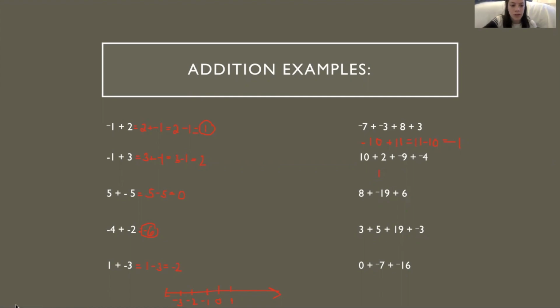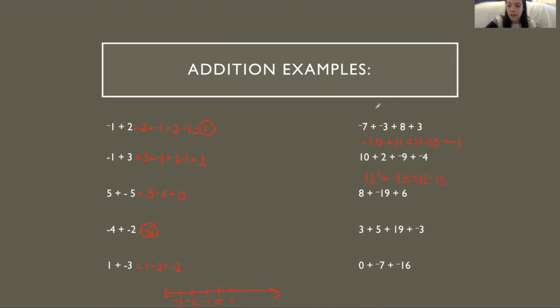So we're just going to do 10 plus 2, which is 12, plus negative 9 plus negative 4. 9 plus 4 is 13, so we get negative 13. So our highest magnitude is negative 13, so the answer is going to be negative. Now we want to do 12 minus 13.